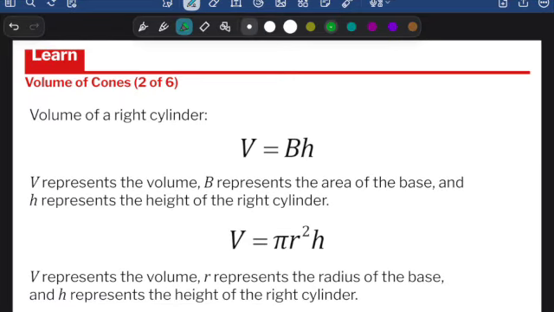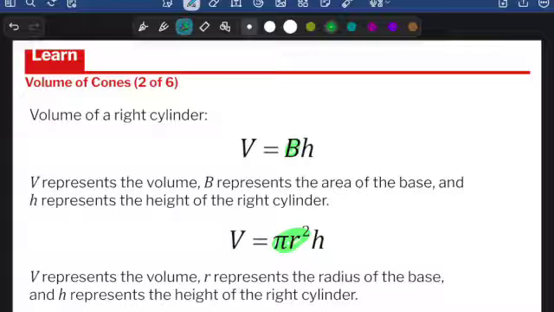All right, how can we come up with the formula for the volume of a cone? We know the volume of a cylinder is area of the base times height, and since the base of our cylinder is a circle, we can substitute pi r squared for capital B in our volume formula. So the volume of a cylinder is pi r squared times the height of that cylinder.